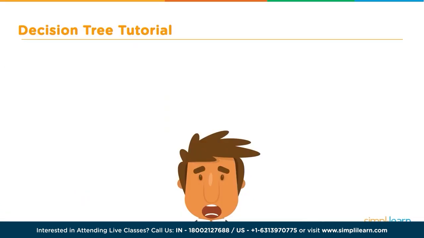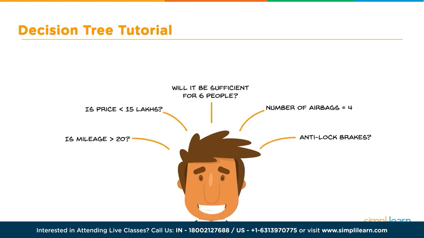So the decision tree, one of the many powerful tools in the machine learning library, begins with a problem. I think I have to buy a car. So in making this question, you want to know, how do I decide which one to buy? And you're going to start asking questions. Is the mileage greater than 20? Is the price less than 15? Will it be sufficient for 6 people?